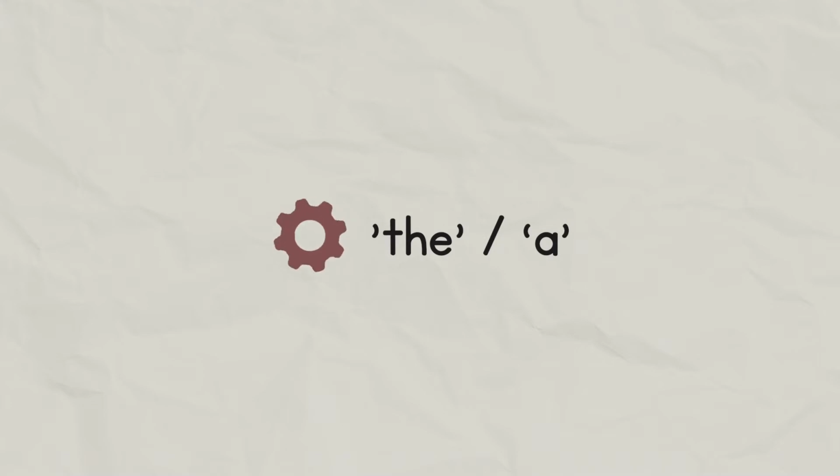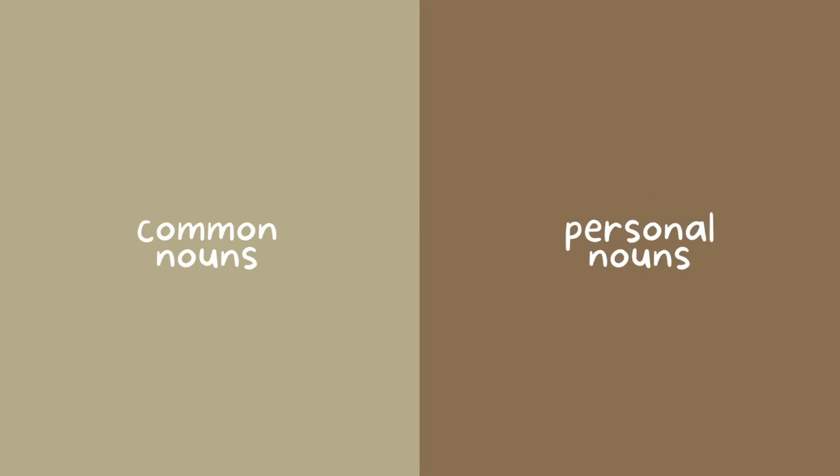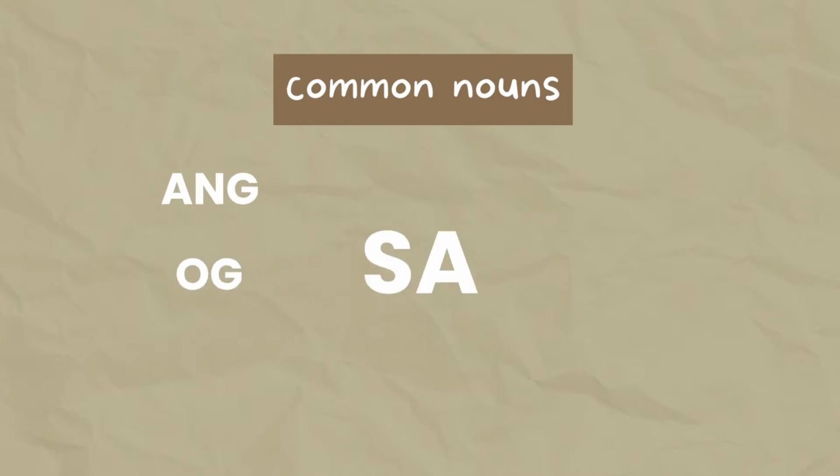Cebuano case markers function similarly to the articles the or a in English. Just similar, but technically, they're not the same. There are two groups of case markers, one for non-personal or common nouns, and another for personal nouns. In today's episode, we will just talk about the ones for common nouns. For common nouns, these markers are ang, og, and sa. Each shows the role of a noun placed in a Cebuano sentence. They have their own specific meanings, and these cannot be used interchangeably.